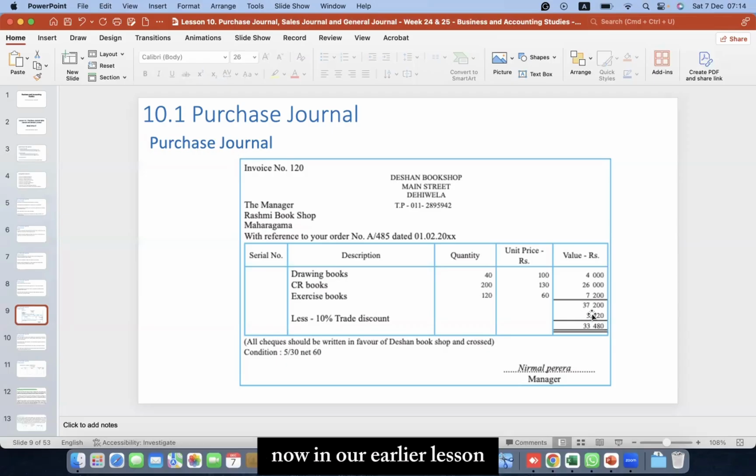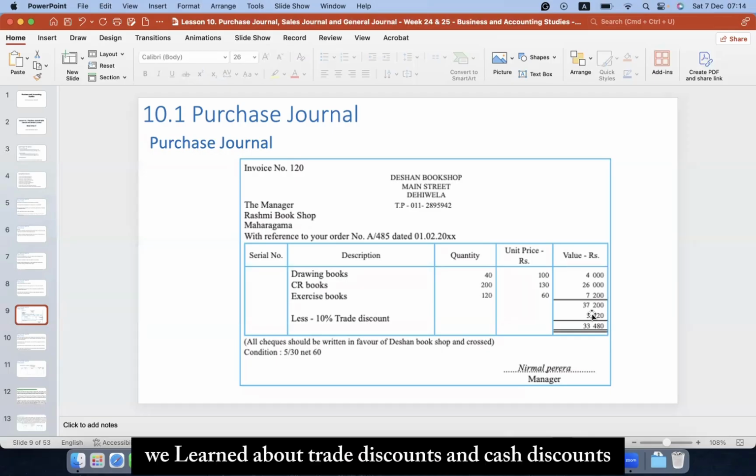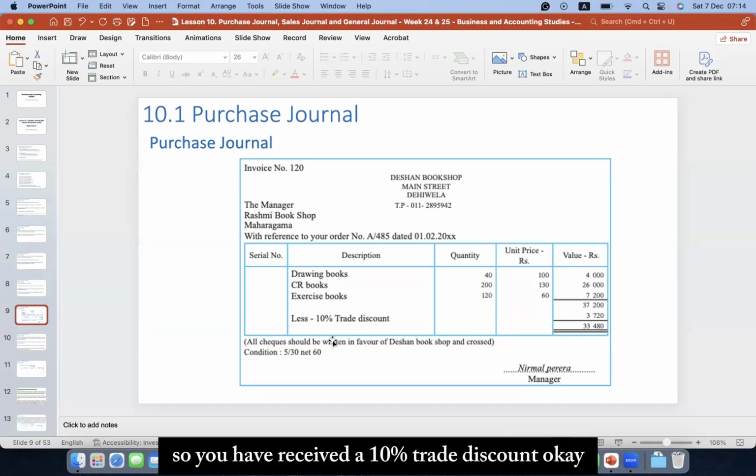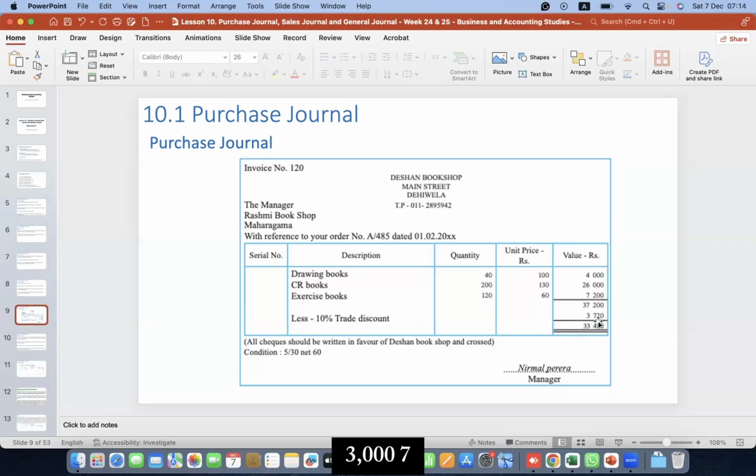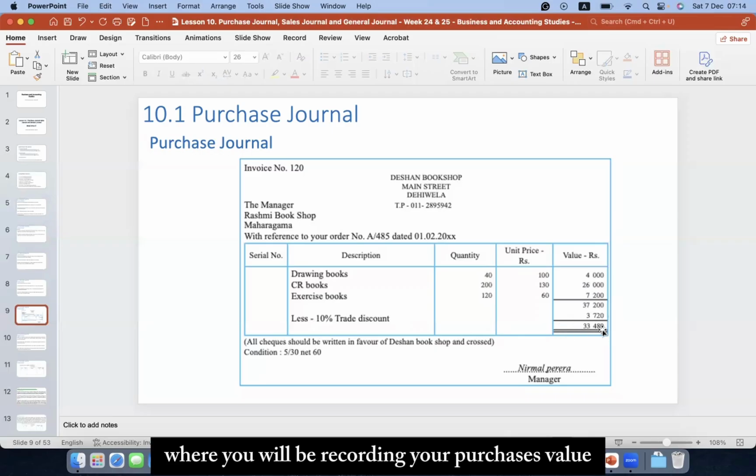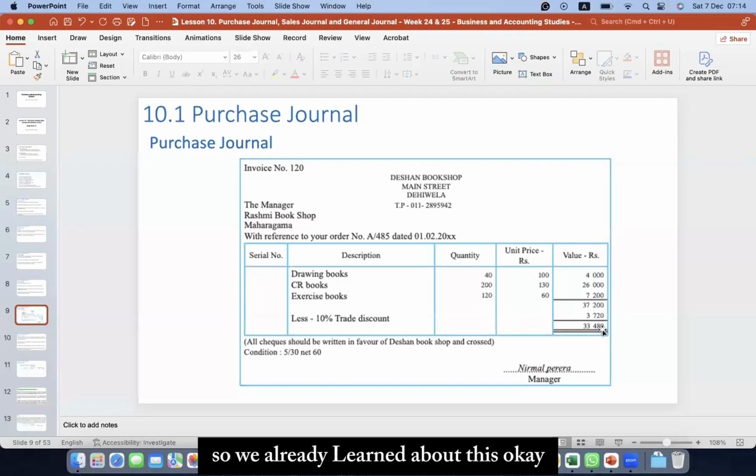Now, in our earlier lesson we also learned about trade discounts and cash discounts. So you have received a 10% trade discount, 3,720. This trade discount you have to deduct, and this is the net amount at which you will record your purchases value. The trade discount, we are not recording it in our accounts. So we already learned about this.